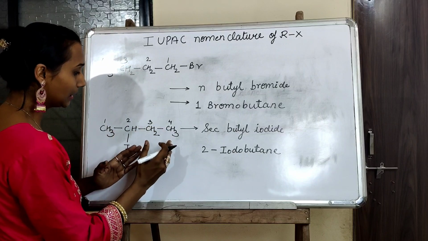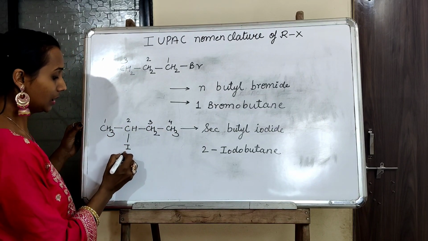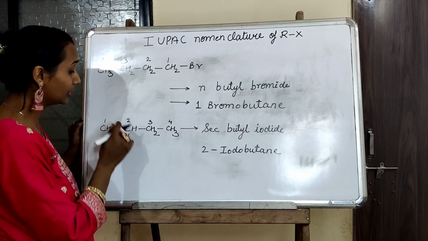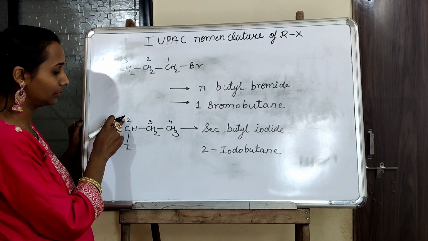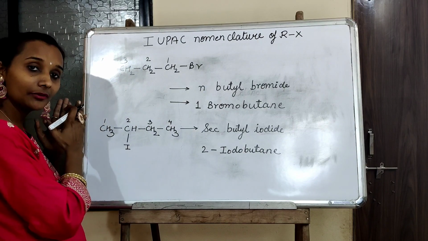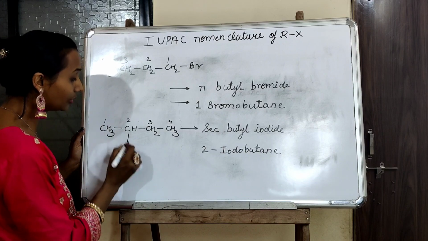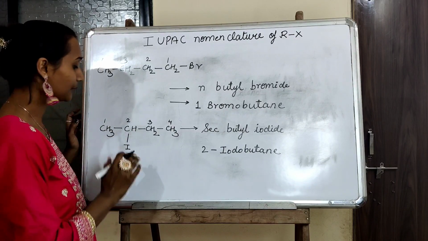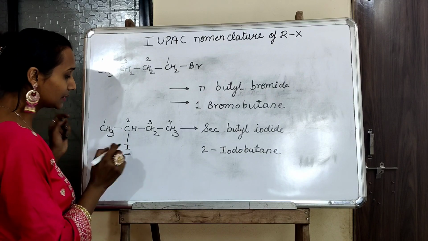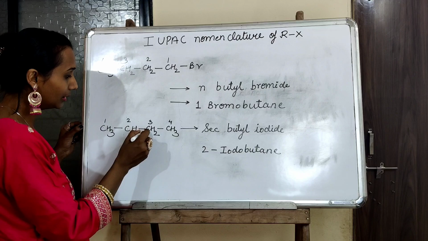So I can number the carbon chain from this side also, 1, 2, 3. But our functional group is coming on the third position of the carbon. So the more preferred numbering will be from this side, from the left-hand side, so that your functional group will get the least number. Now the name of this compound will be 2-iodobutane.